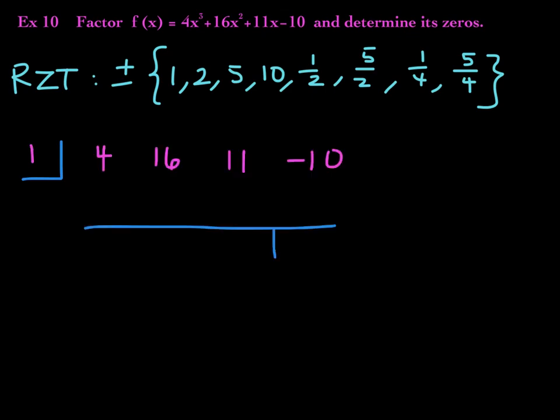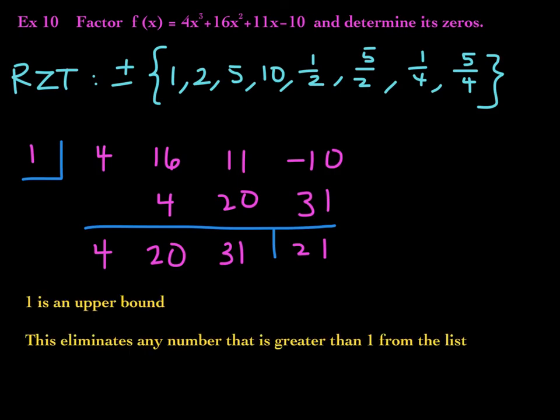All right, I'm going to try 1 first and check to see if it's a 0. And it's not a 0. But what I do notice is that the bottom row is all positive. It's all non-negative, and so is 1. That means 1 is an upper bound. That means you can kick out any value from this list that is greater than 1, it will not be a 0.